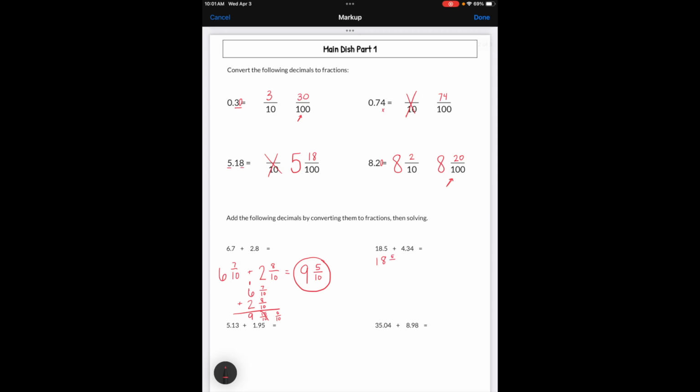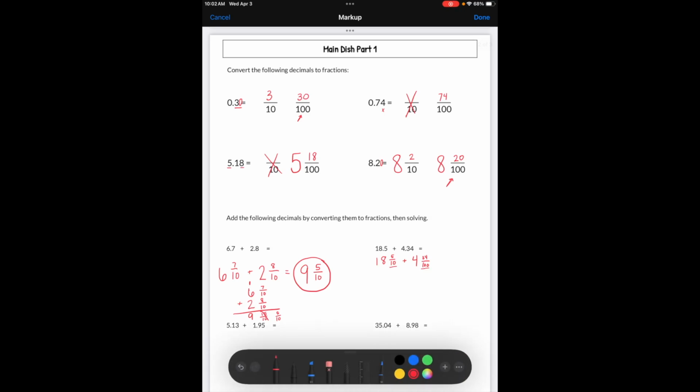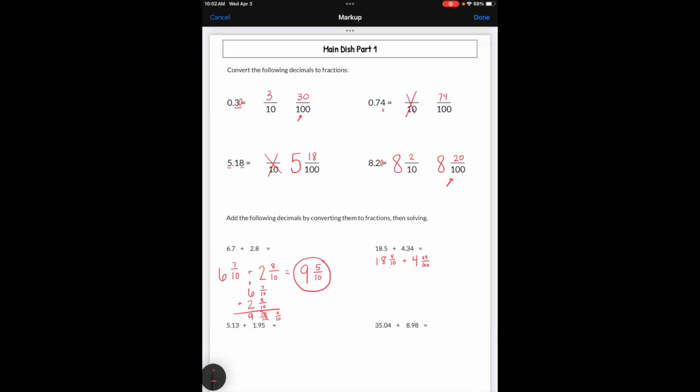18 and 5/10 plus 4 and 34 hundredths. So I converted both of those decimals into fractions. Now we know when we add up fractions that we can't add fractions that have different denominators. So I cannot add these fractions as they are right now. One has a 10 in the denominator, one has 100 in the denominator. So we need to create common denominators instead.